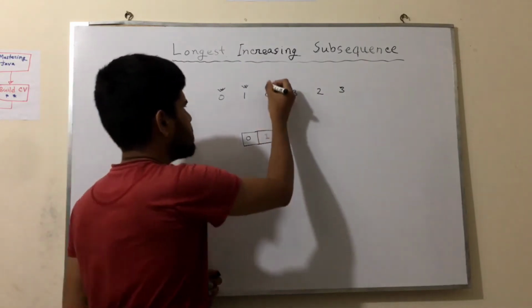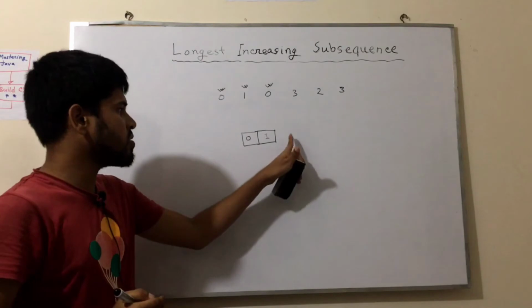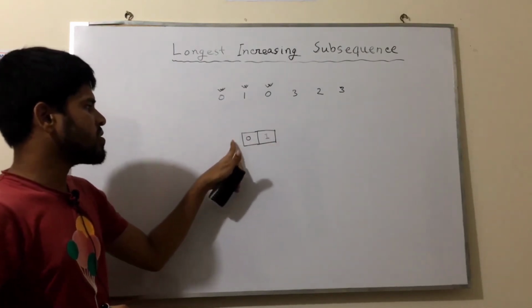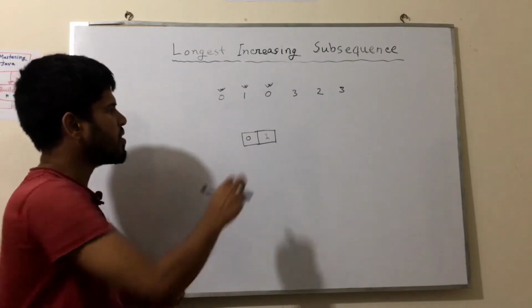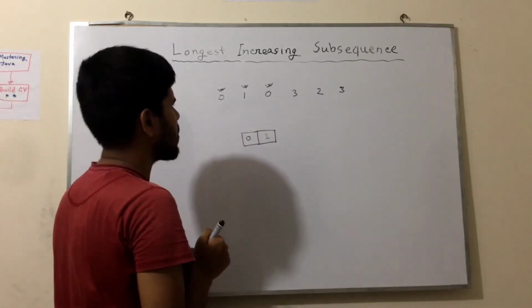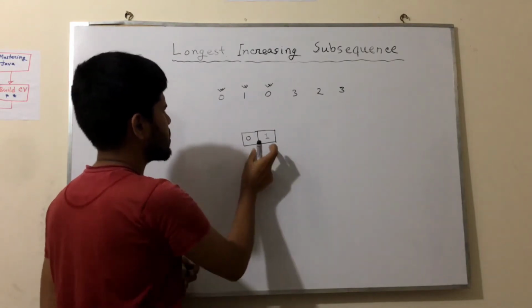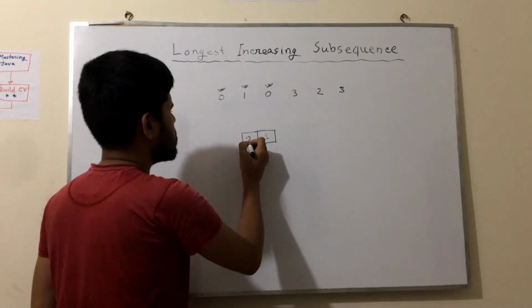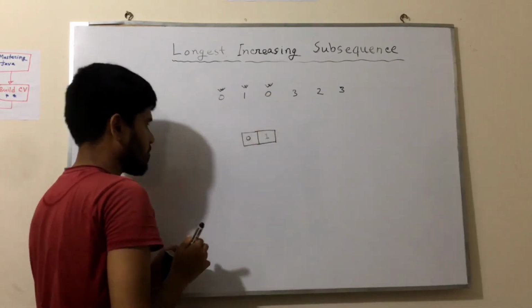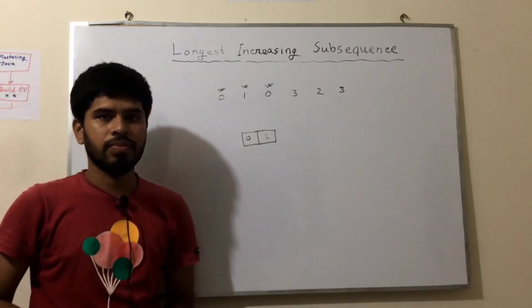Let's expand it. Now we have 0. Where should we insert 0? We cannot insert 0 right here. So we will run our binary search algorithm on this list, and we see we have 0 and 0. We'll just update this 0 with this 0, since we have this value 0 right here.